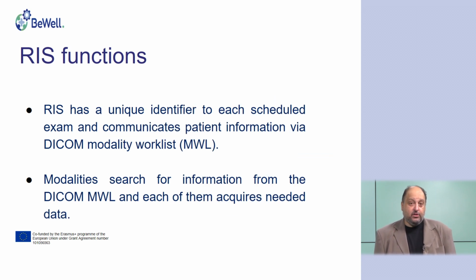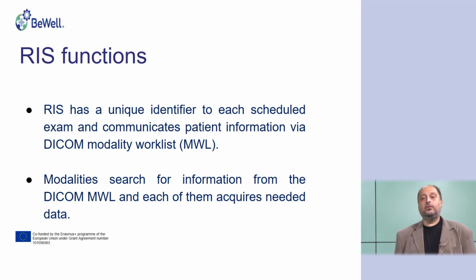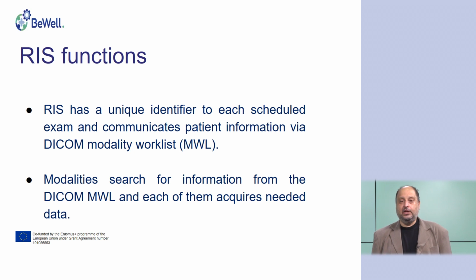Additionally to the patient's identifier, a radiology information system generates a unique identifier for the study. Usually this is called the accession number. Also there is a tag in DICOM for the accession number. The radiology information system creates an information list for the patient and communicates this information to the modalities via the so-called DICOM modality worklist. And then the modality acquires the needed data.